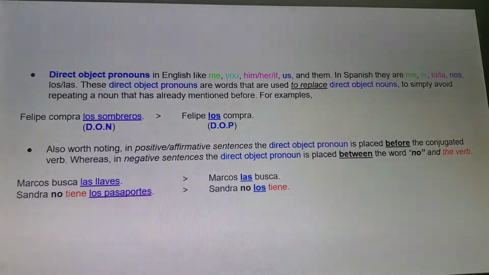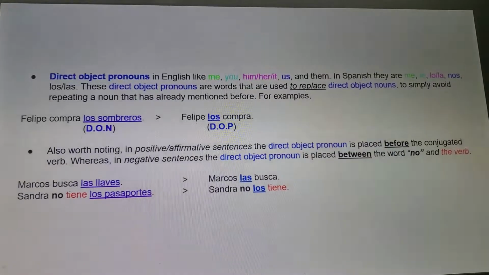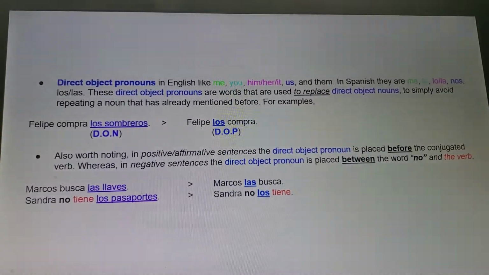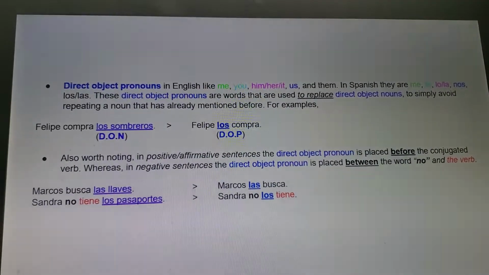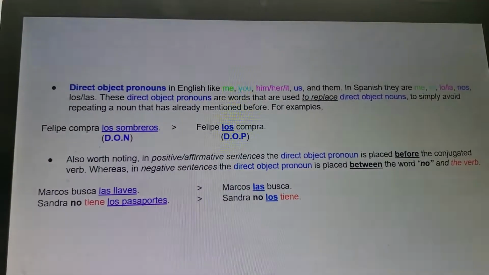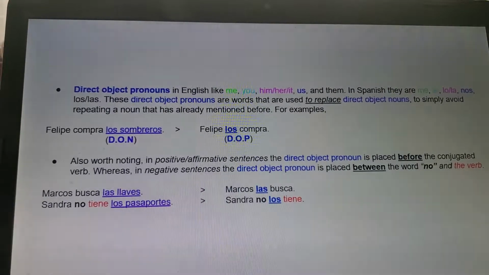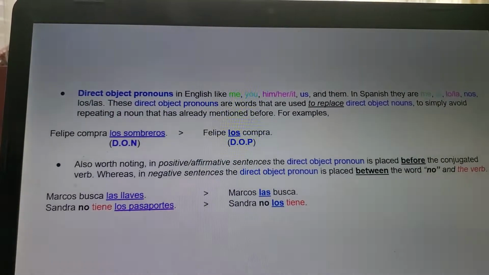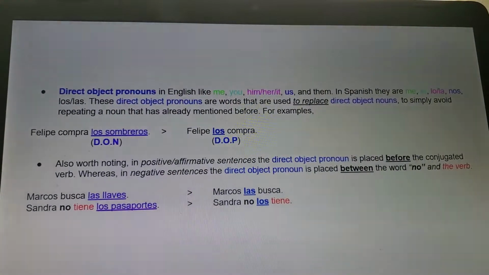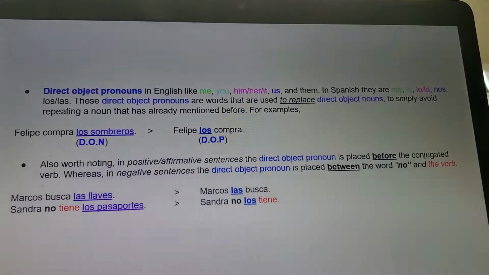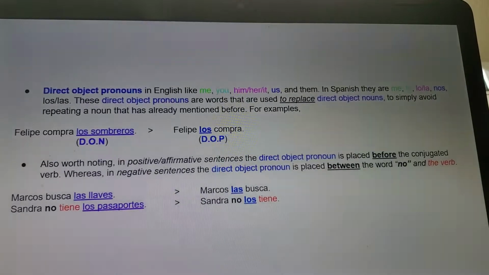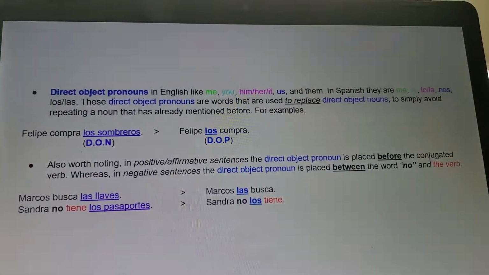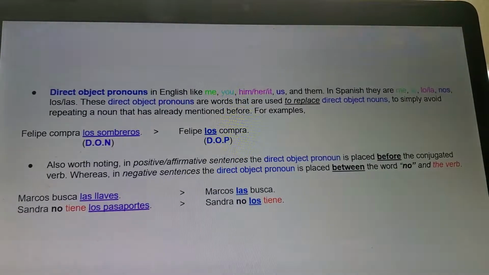Direct object pronouns in English are me, you, him, her, it, us, and them. It's the same in Spanish. They are me, te, lo, la, nos, los, las. These direct object pronouns are words used to replace direct object nouns, to avoid repeating a noun that has already been mentioned before.